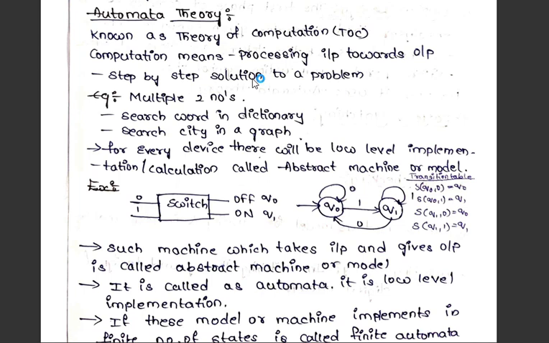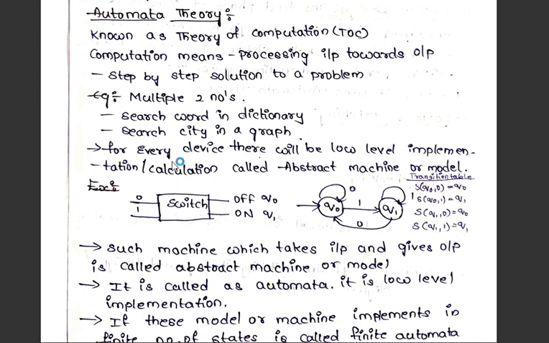So we have some problem, and it will be done step by step. If you press the button of the lift, some operations will be done, then we'll get the floor which we have pressed. So some step by step operations will be done. Here they gave examples like multiplying two numbers, search word in a dictionary. This is also the same scenario, and search city in a graph.